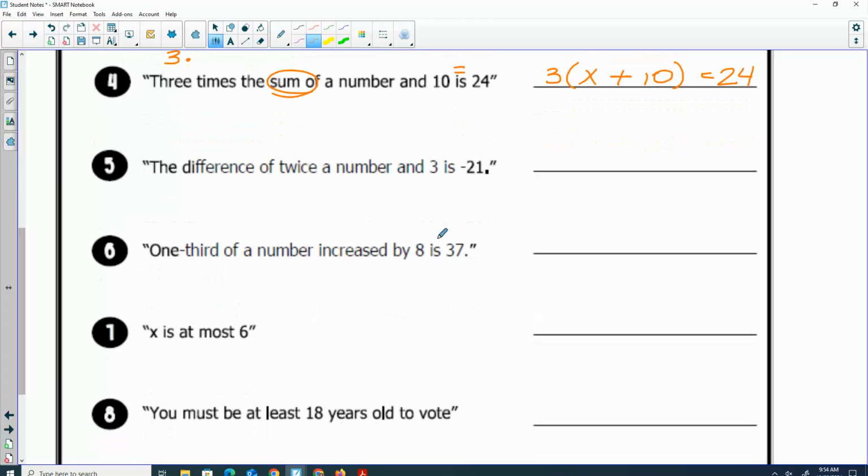Number 5, the difference. Difference means subtract. Twice a number would be, and 3, so I'm doing 2x minus 3, is means equals negative 21.